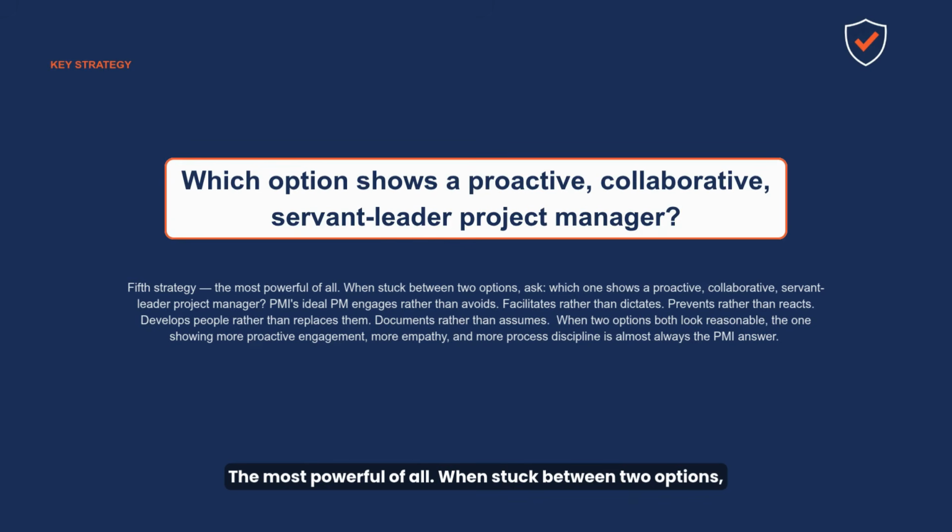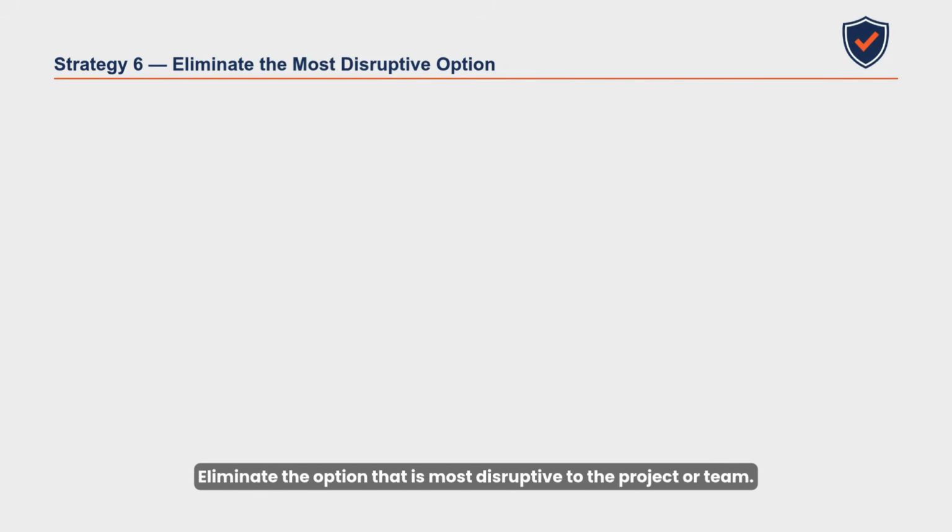Fifth strategy, the most powerful of all. When stuck between 2 options, ask, which one shows a proactive, collaborative, servant leader project manager? PMI's ideal PM engages rather than avoids, facilitates rather than dictates, prevents rather than reacts, develops people rather than replaces them, documents rather than assumes. When 2 options both look reasonable, the one showing more proactive engagement, more empathy, and more process discipline is almost always the PMI answer.